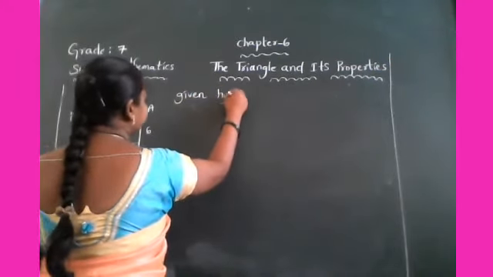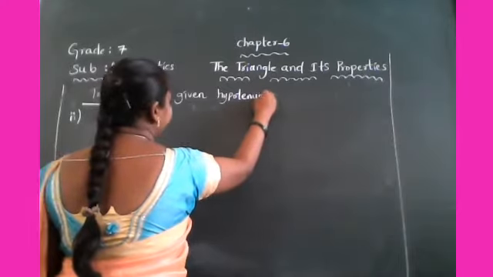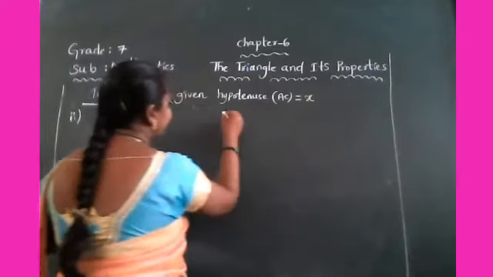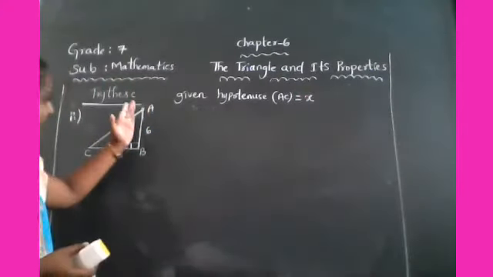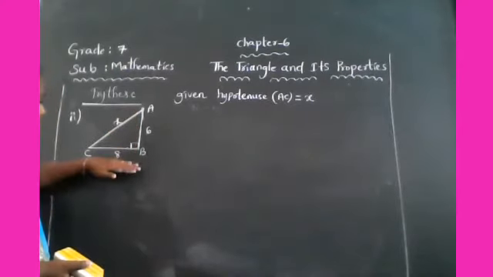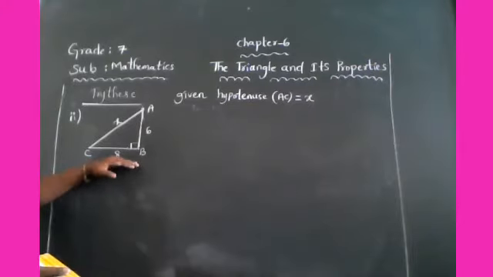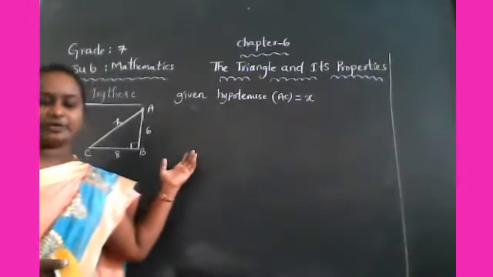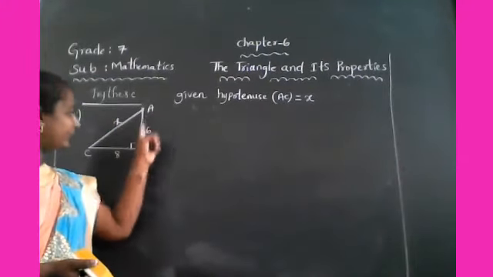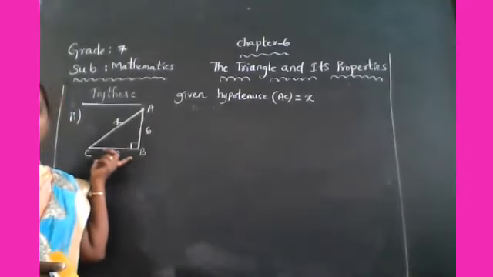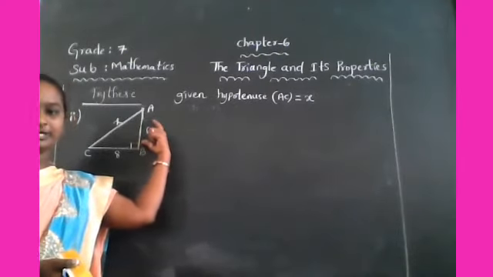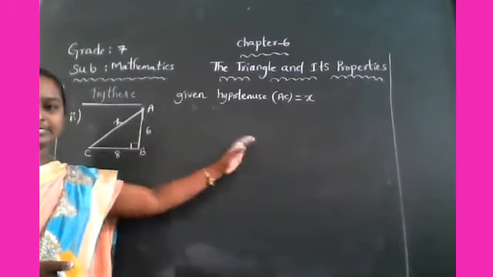Given hypotenuse, that is AC is equal to x. Given base or perpendicular. So here the perpendicular is AB. Okay now? So AB is the perpendicular and BC is 8. We can use hypotenuse square is equal to side square plus side square, or hypotenuse square is equal to perpendicular square plus base square also. It is the base. It is perpendicular. Okay na? So two methods I am explaining here.